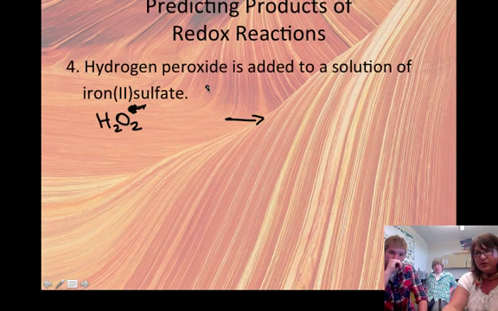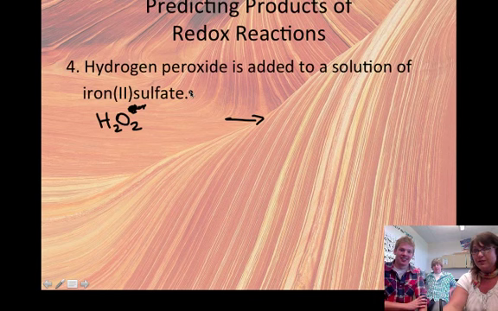Do you remember your solubility rules? Not really. Okay, so in your summer assignment, you're required to memorize those. You've got a little ways to go yet. All right, that's okay. Summer's not over yet.